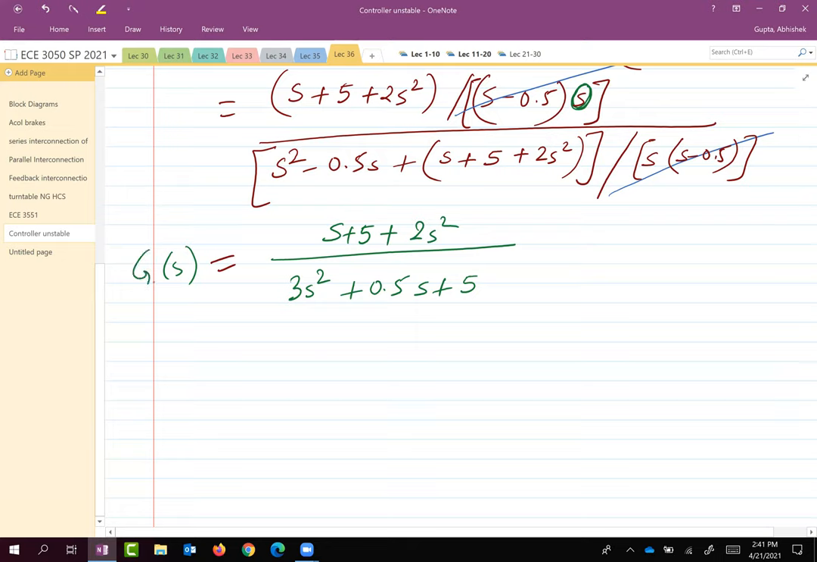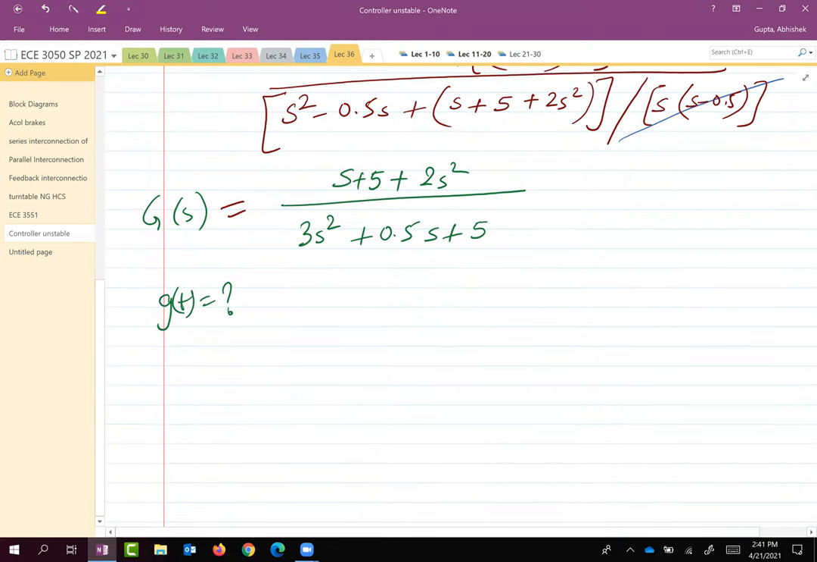And now I want to find the impulse response of the system. I want to find what g of t looks like. So I'll have to use the partial fraction to do that. So let me just show you very quickly what the steps of partial fraction are going to be.